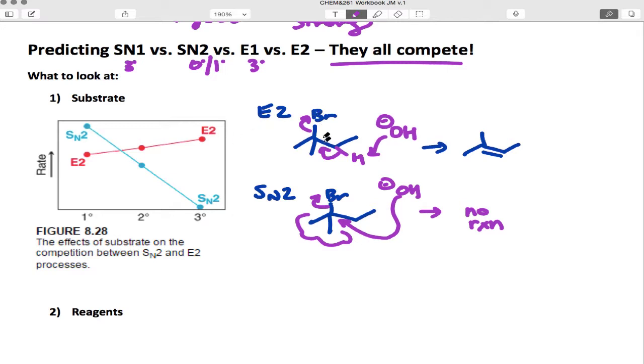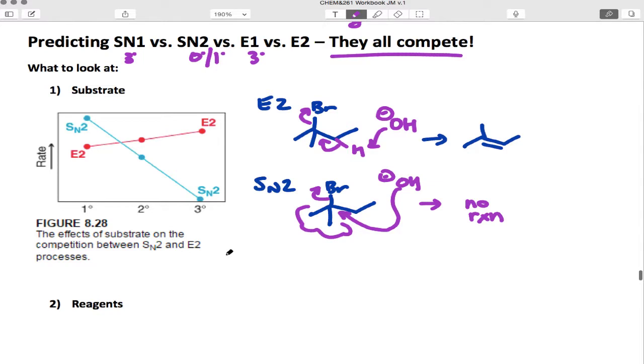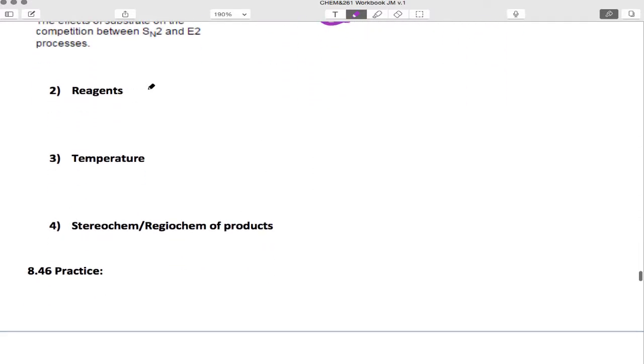Now with E2, E2 loves tertiary because this alkene is more substituted, and that's lower energy than if I had a primary and I had less substituted alkenes. So that's why E2 is favored so much more there. So for our purposes, let's say that if you have primary, let's count both SN2 and E2. And then if we have secondary, we get both as well. But if we have tertiary, definitely do not give me any SN2 product, only E2 product, given the conditions that allow that.